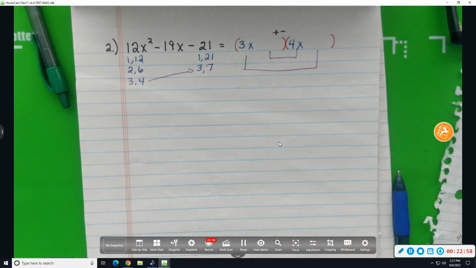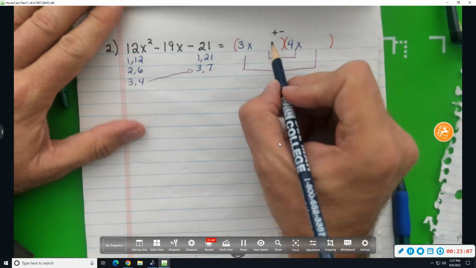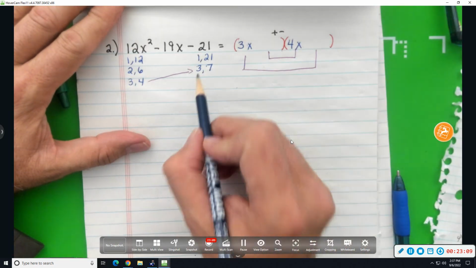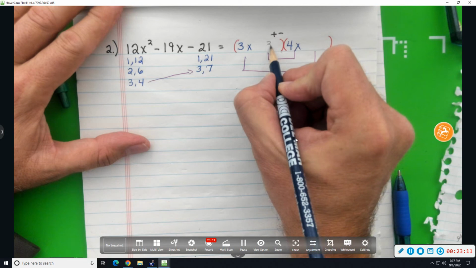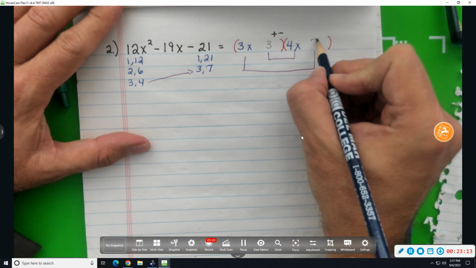Oh, okay. My brother has a good idea. Suggested. Okay, suppose I try like this. The 3 here. Don't write this down. And the 7 there.